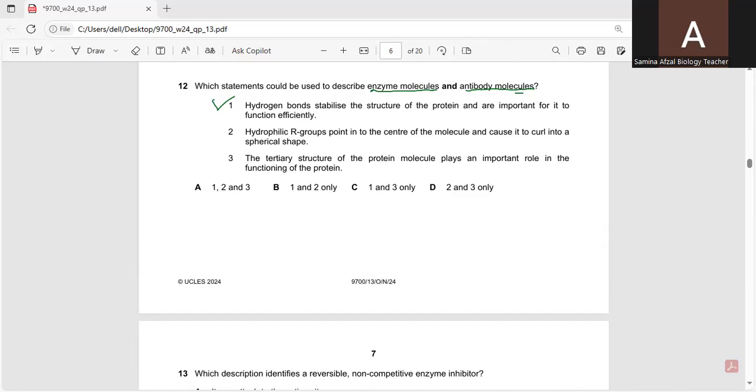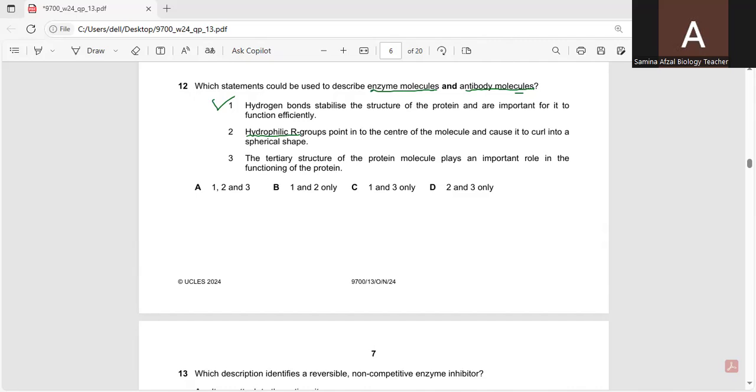The second statement is: hydrophilic R groups point to the center of the molecule and cause it to curl into a spherical shape. Hydrophilic means water loving. So water loving groups will not point to the center of the molecule, and they will not curl up into a spherical shape. So I would like to say this second statement is incorrect. Why is it incorrect? I already told you: if the R groups are hydrophilic in nature, they will point outside, not in the center. They will tend to be on the surface of the molecule.